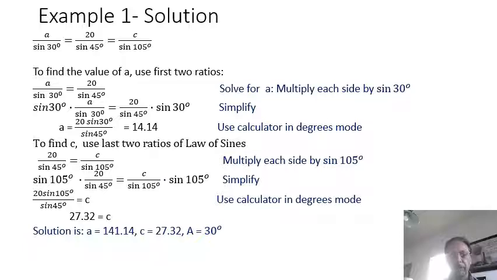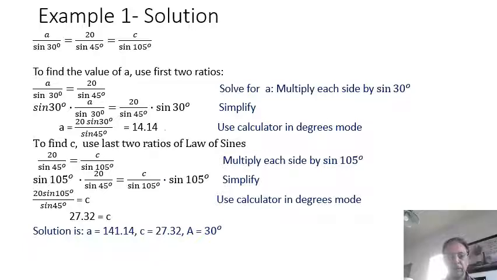Now to solve for a, multiply both sides by sine 30 degrees. Now you can cancel out sine 30 degrees with sine 30 degrees. You're left with a equals 20 sine 30 degrees over sine 45 degrees. You put this on the calculator and you get 14.14. Use the calculator in degree mode.